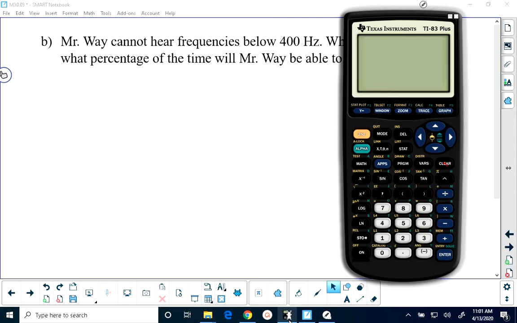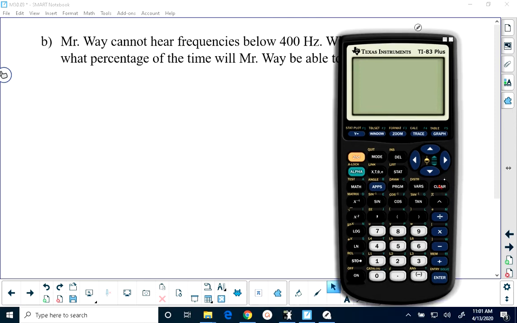Now, I've already gone in here and I've set up the window settings. I went from 0 to 10 for x because the period is 10 seconds. And for y, I went up to 500. And the reason I went up to 500 is the maximum frequency is 440.